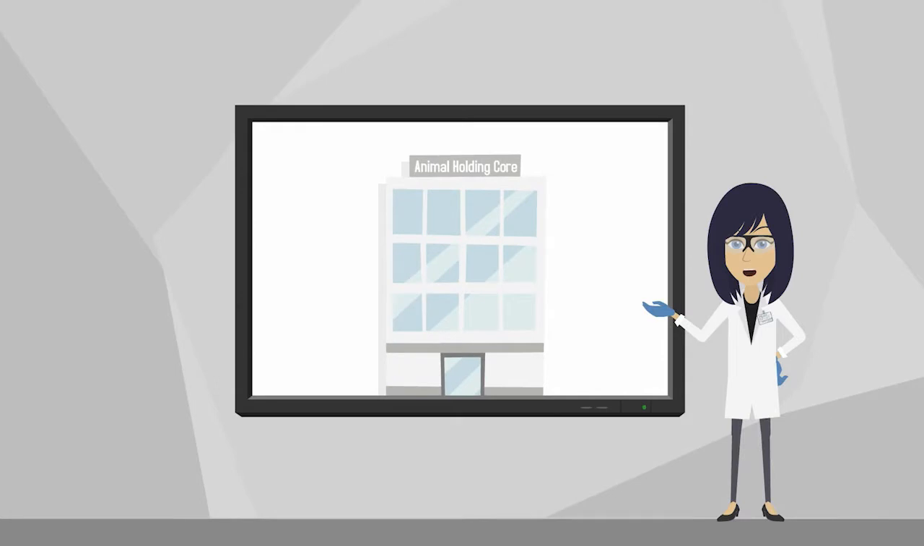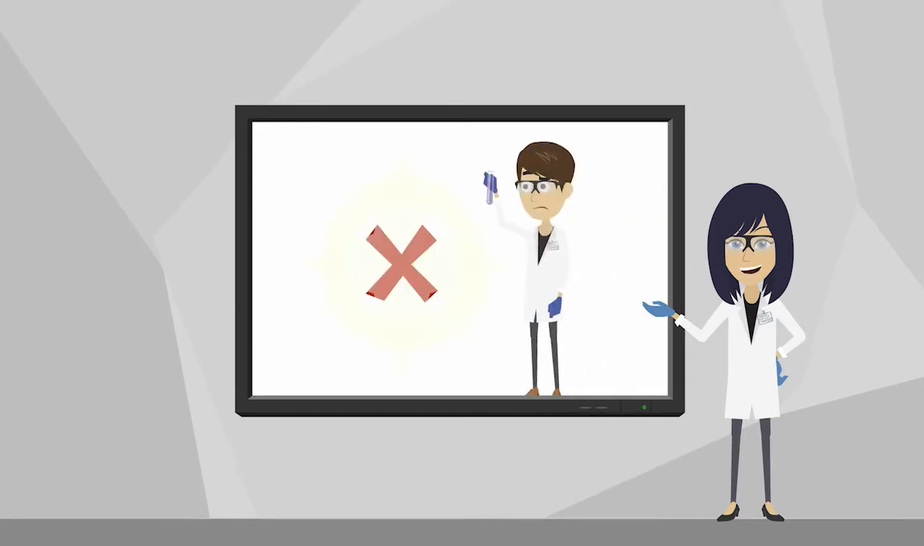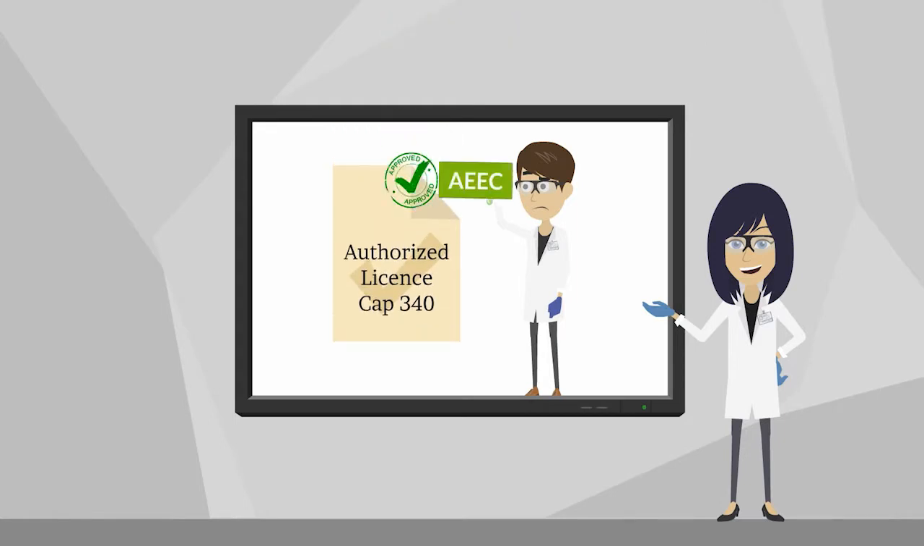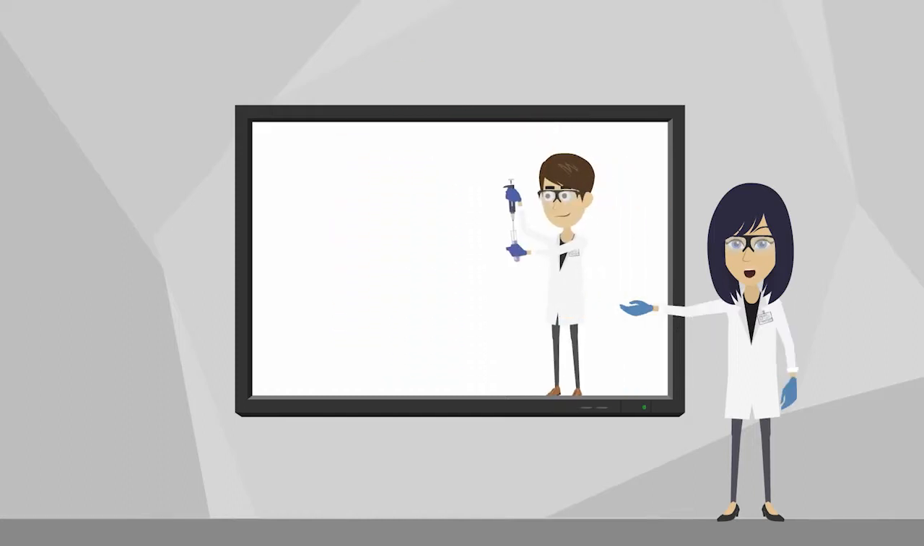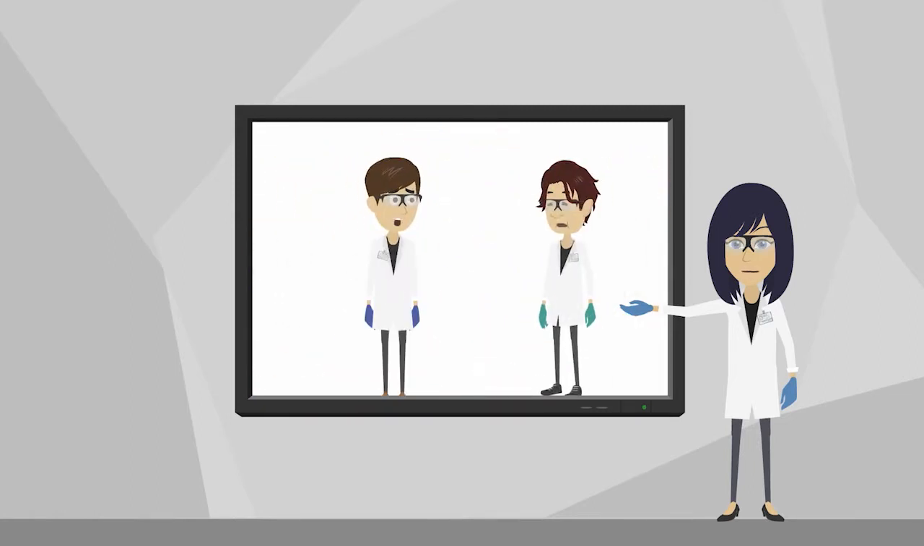You must be authorized with the right to access the animal holding core labs. You must not undertake any activity unless you have the authorized license Cap 340 and the approval from the Animal Experimentation Ethics Committee, AEEC. Hazards must be considered when allocating tasks. Please report to the safety officer if you cannot handle the accident.